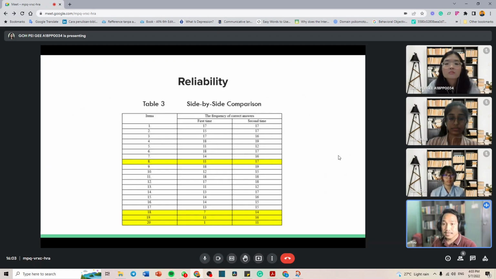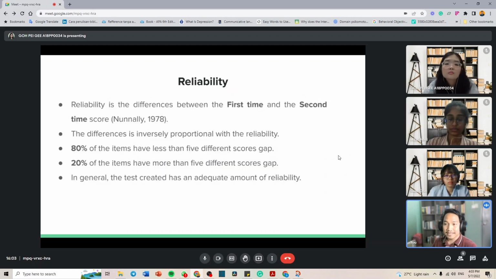Next slide. To take a look at the reliability, we have to put a side-by-side comparison, and we also conducted the test 2 times under circumstances as similar as possible. So you can see from the table, the ones that I have highlighted in yellow are the ones that have a very huge or very significant gap between the first and the second time. Okay, next slide. Reliability is the difference between the first time and the second time score.